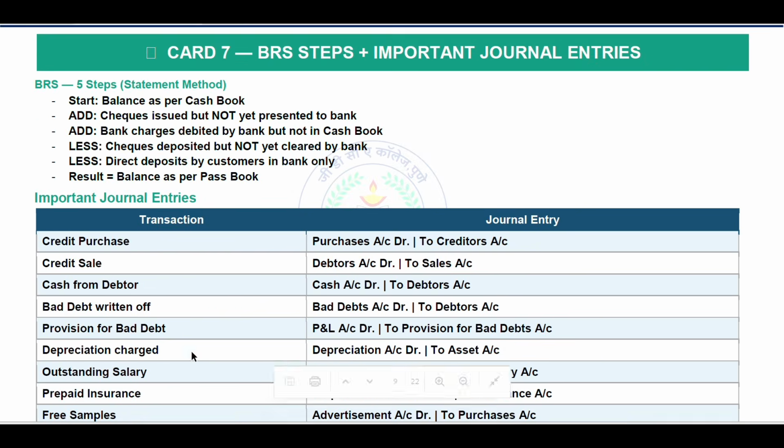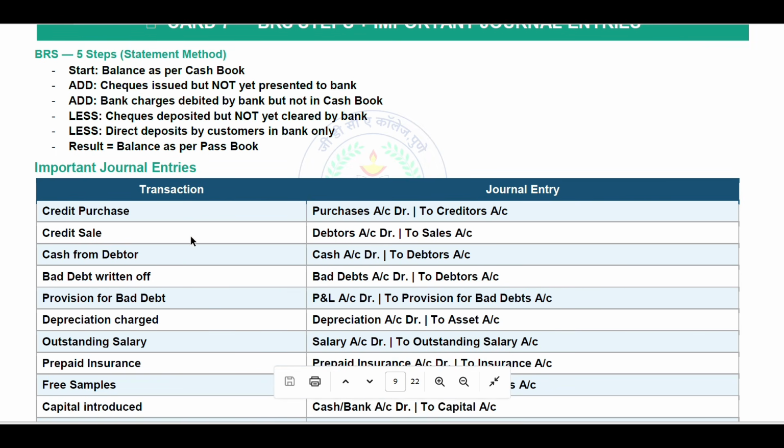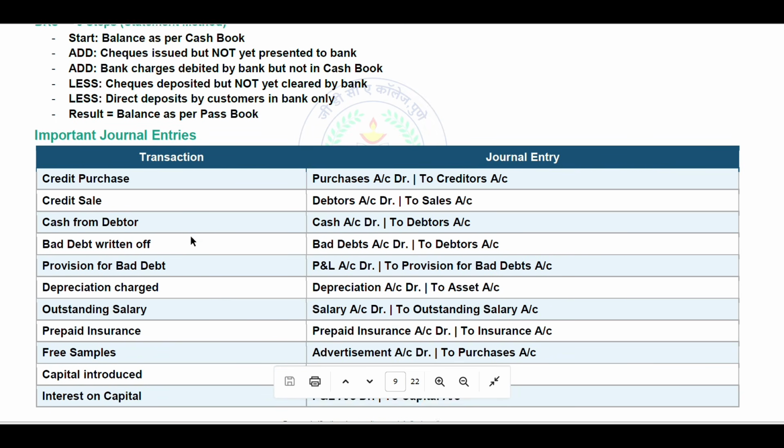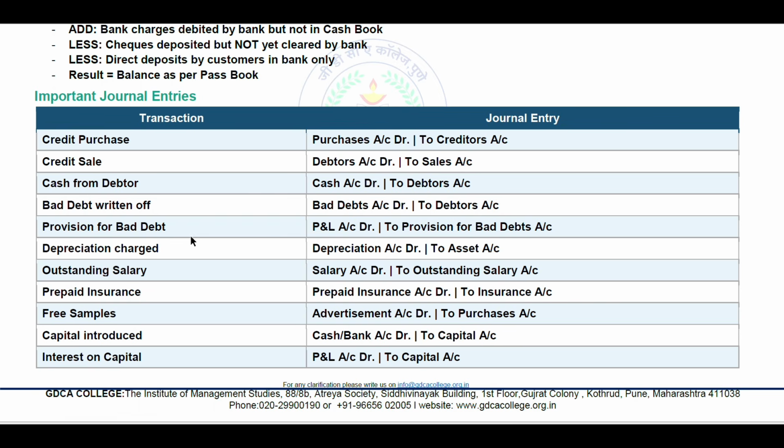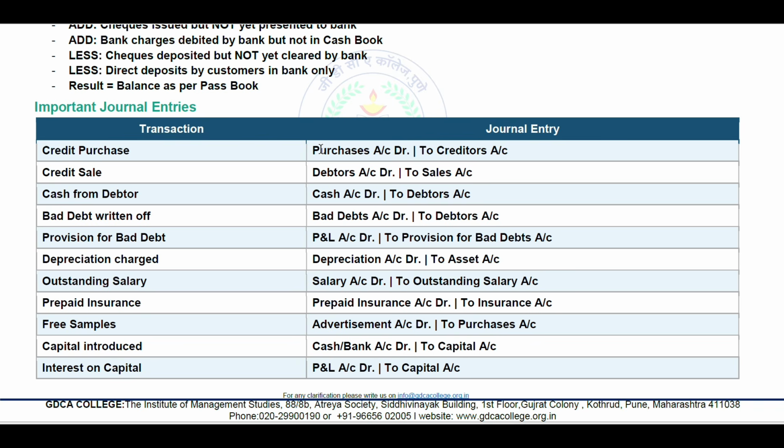Interest on capital: profit and loss account debit to capital account. So these are the important journal entries. You should remember these to make journal entries from given values in the accounts subject. The remaining 7 cards we will check in the next video, so watch that video as well.